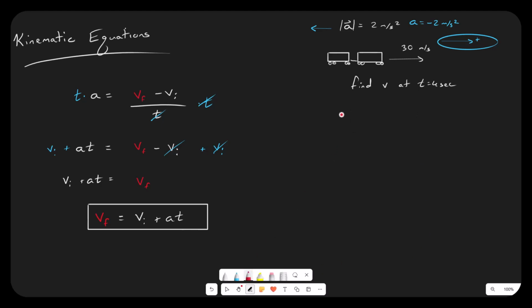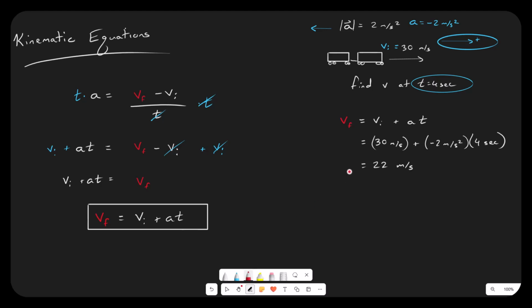Now I'm going to use my equation. This is my initial velocity, and I know my time already. I can use my equation. V final equals V initial plus a t. V initial is 30 meters per second plus the acceleration of negative 2 meters per second squared times the time of 4 seconds. Negative 2 times 4 is negative 8 plus 30 gives me 22 meters per second.